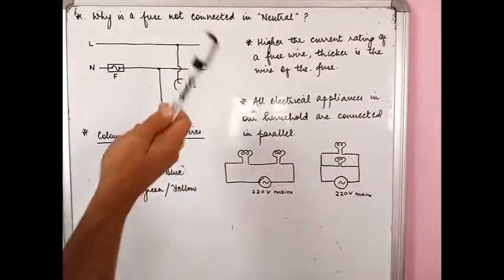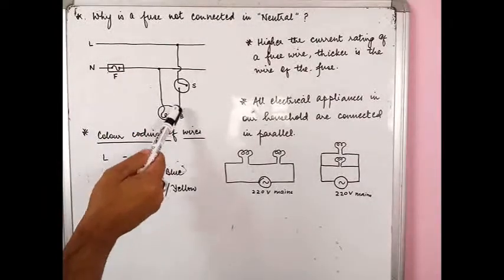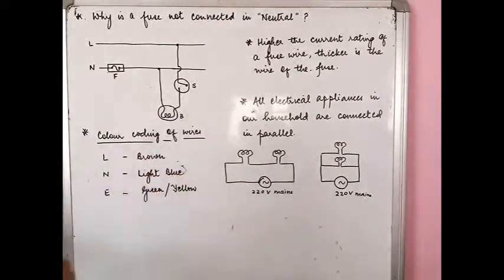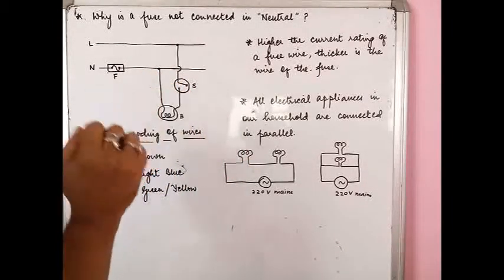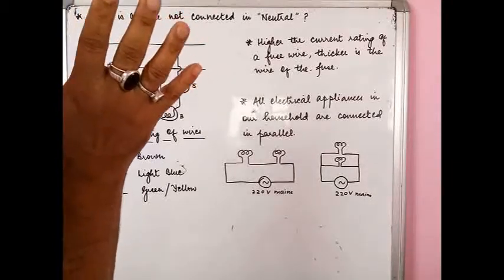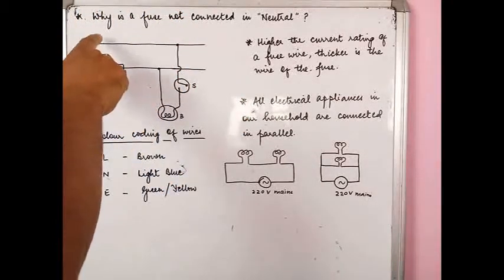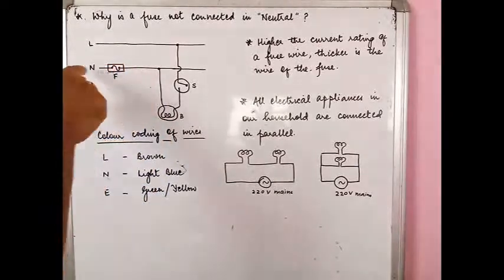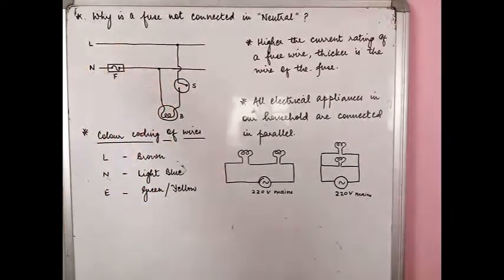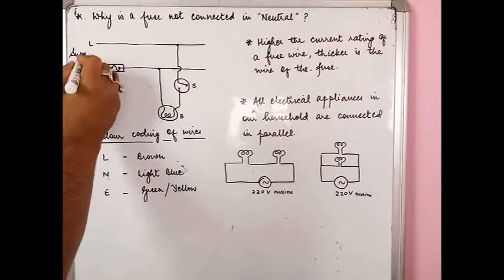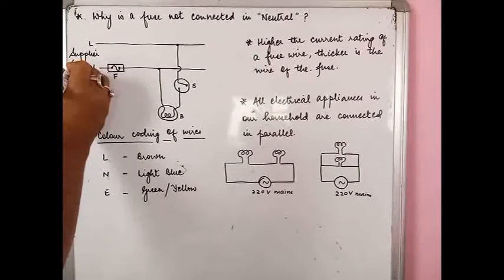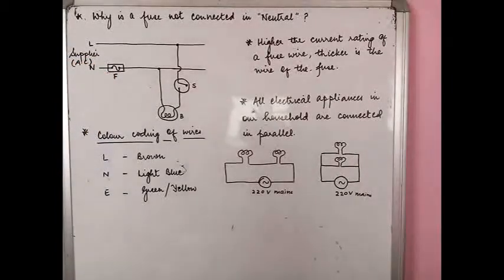I have only taken a portion of the house where there is a bulb, or maybe you can have a refrigerator or a television, some electrical appliance connected. The path of the circuit completion will be through the live wire, then through the electrical appliance, and back through the neutral wire to the supplier. Somewhere here is the supplier, from wherever the supply is coming, the AC supplier.